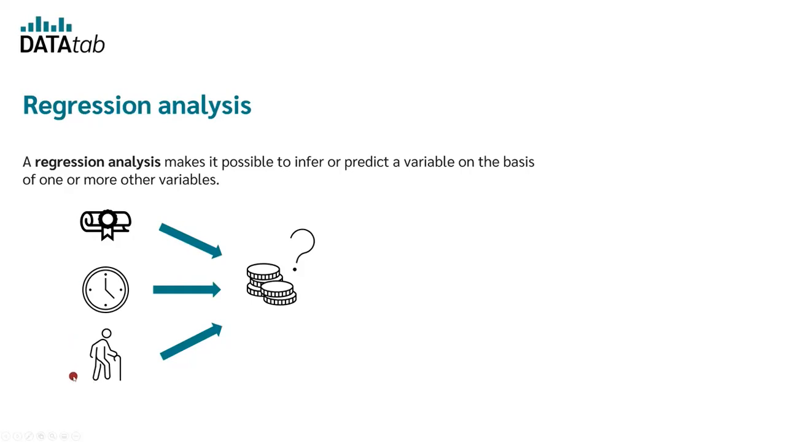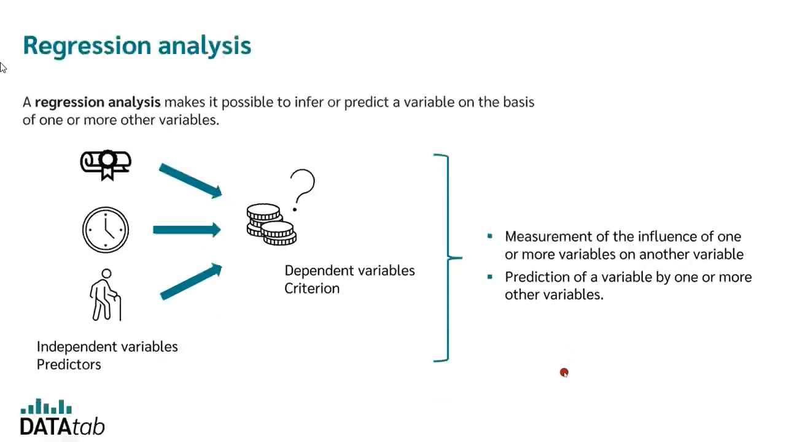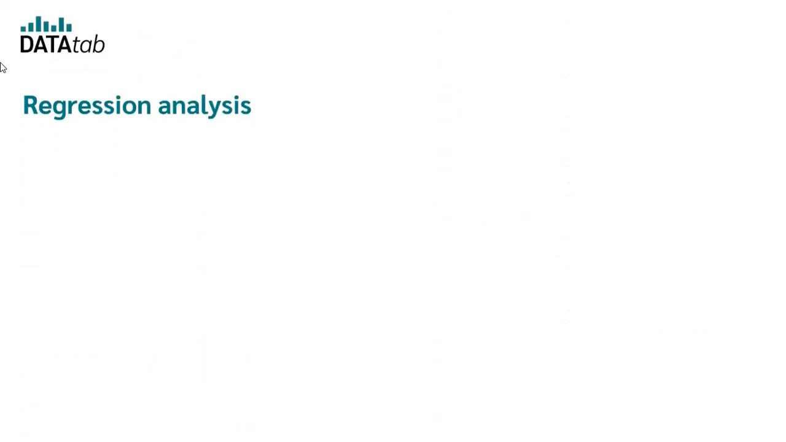The variable you want to infer, the one that you want to predict, is also called the dependent variable or criterion. The variables you use for your prediction are called independent variables or predictors. Regression analysis can be used to achieve two goals. First, you can measure the influence of one variable or several variables on another variable, or you can predict a variable based on other variables. This is the second goal. In order to give you a feeling for this, let's go through some examples now.